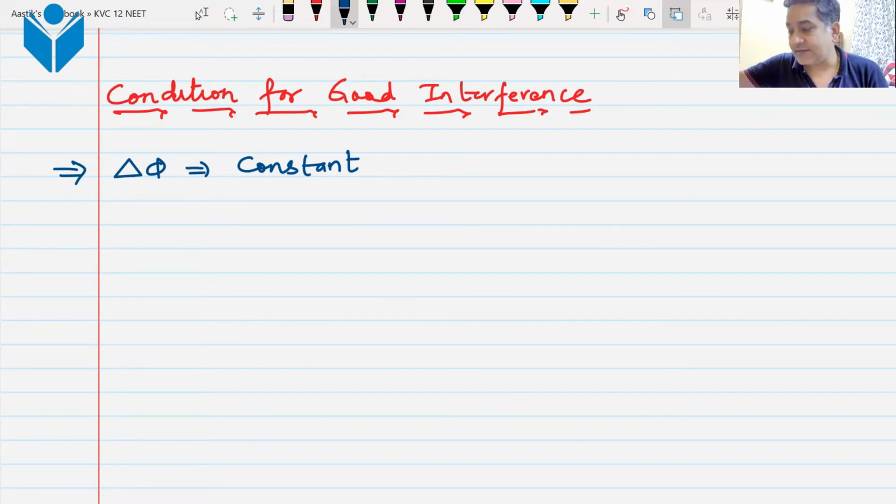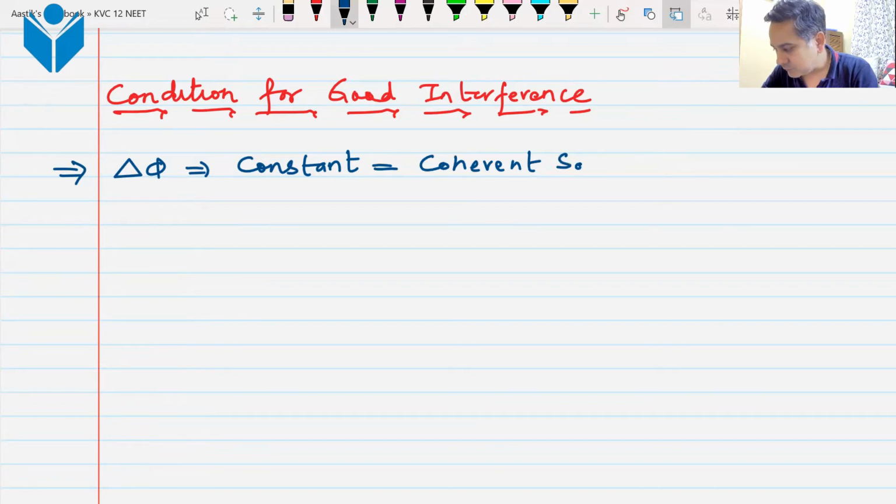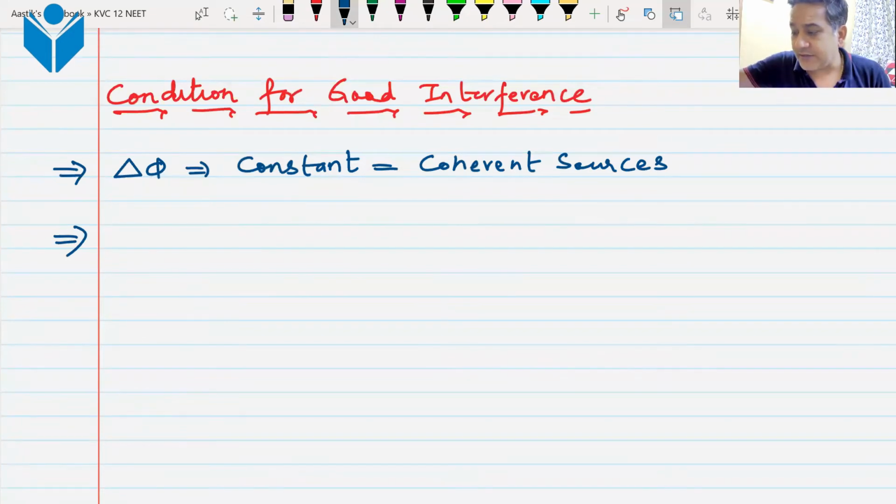Do we understand this? Yes or no? That means for constant phase difference, we call that source as coherent sources. The sources must be coherent in nature. That is the first requirement for having good interference. All these points we have already discussed. I am just going through them again so that we don't make a mistake anywhere.